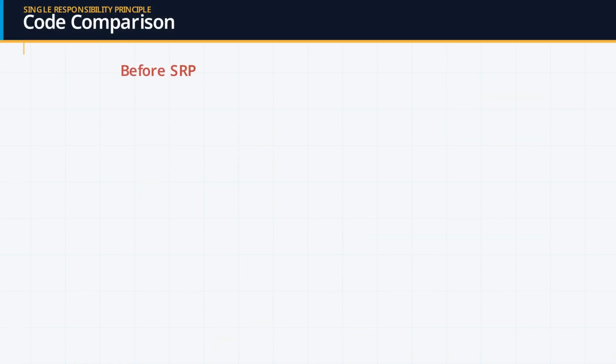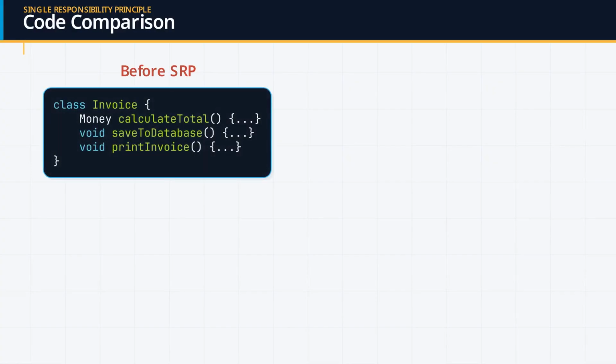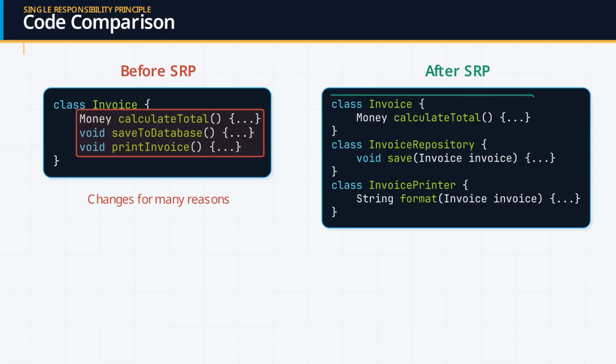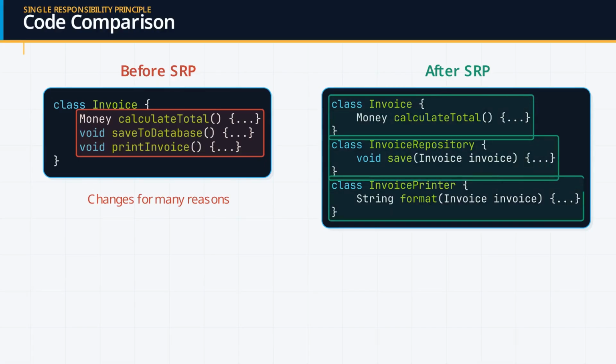Look at the comparison. Before, a single invoice class calculated the total, saved to the database, and printed the report, so it changed for many reasons. After applying SRP, the work splits into Invoice, InvoiceRepository, and InvoicePrinter. Now each class has just one reason to change, keeping the code clean and easy to maintain.